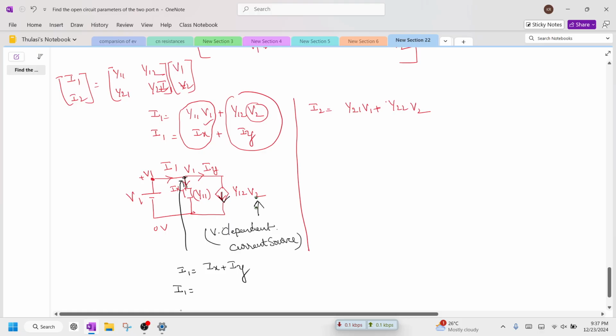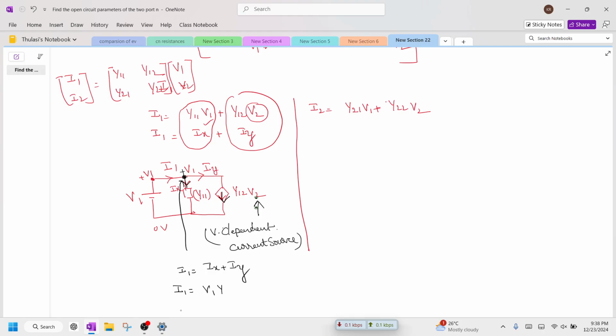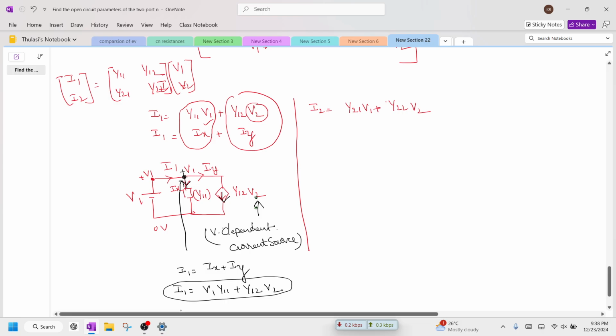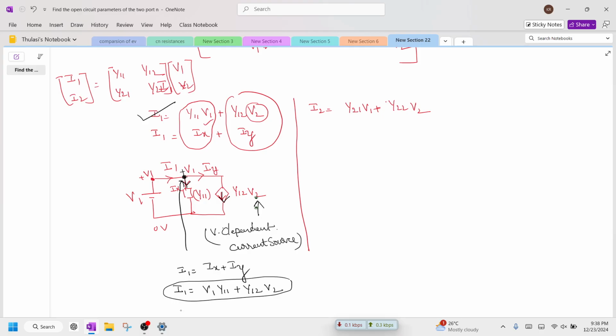How to write down the current Ix in this branch? The current Ix is equal to Vy. So what is the voltage at this point? The voltage at this point is V1, and the admittance is Y11. How to write down the current which is leaving? The current leaving is Y12 V2. You can see here you have obtained a current equation which is similar to our original equation. Therefore, it is verified.